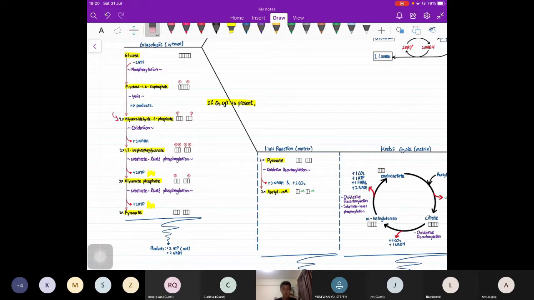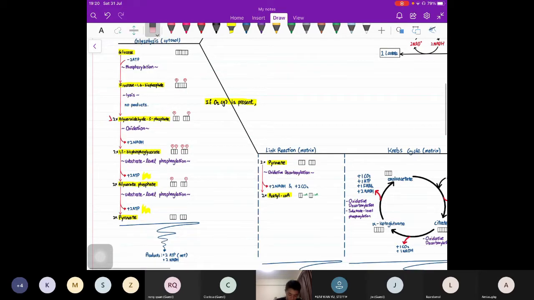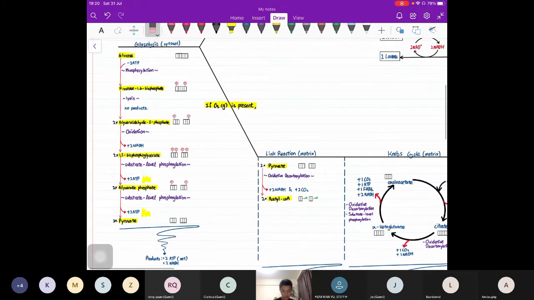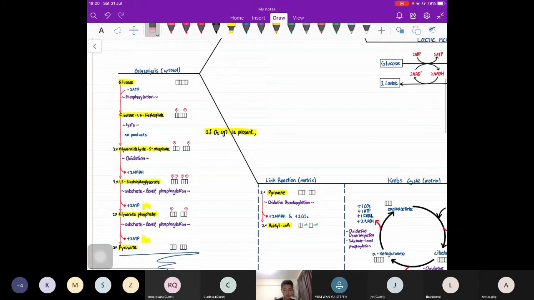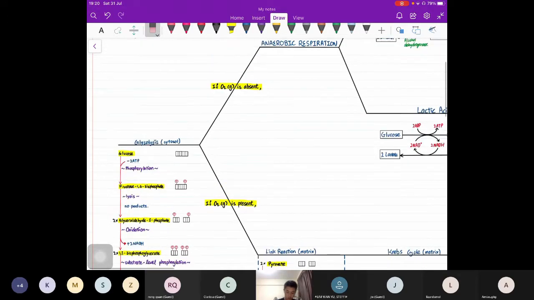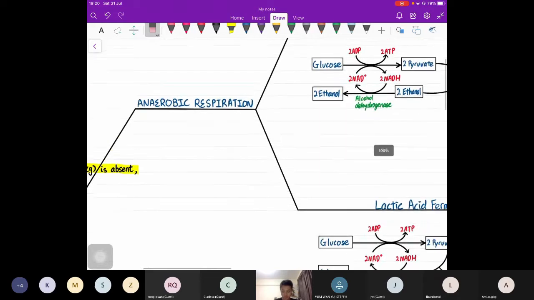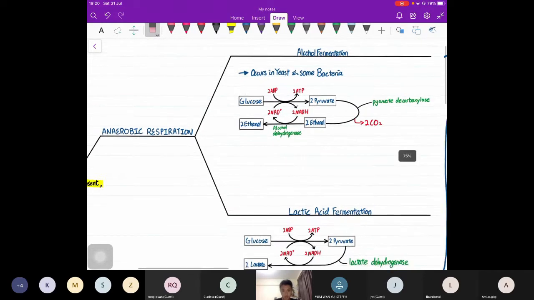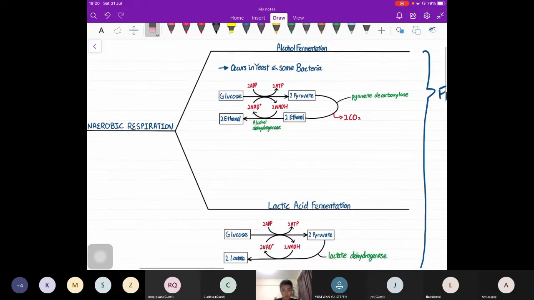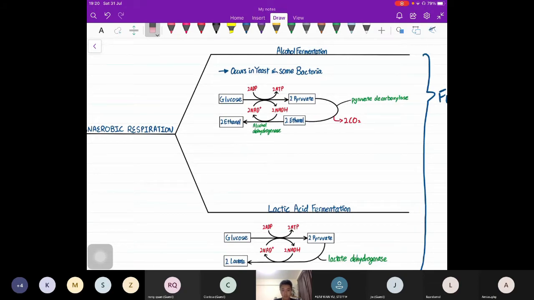Okay, so it might seem daunting to have to remember all these different molecules, but just use the GFG13 GPA OC alpha. The more you say it to yourself, the easier it gets to remember. So we'll first talk about anaerobic respiration. If O2 is absent, we have to undergo anaerobic respiration. There are 2 types of anaerobic respiration: alcohol fermentation and lactic acid fermentation.